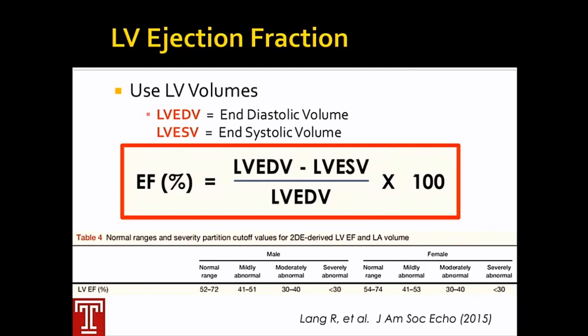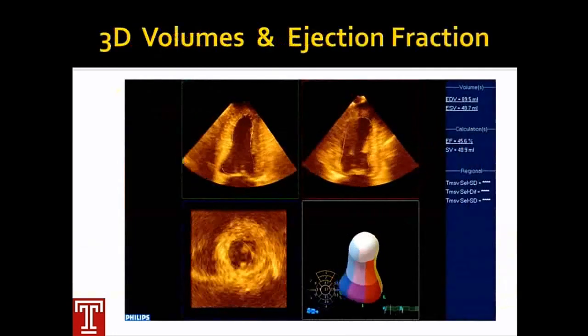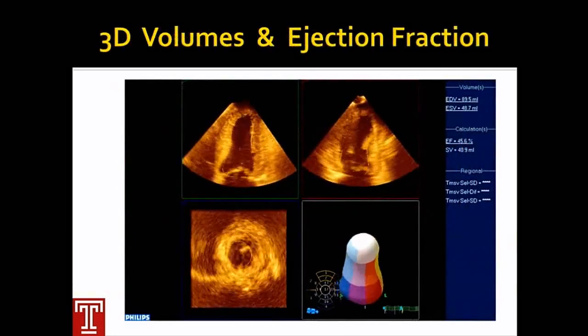The guidelines for mild, moderate, and severely depressed LV systolic function or LV ejection fraction are presented here. You will notice that the really major differences in terms of gender are found in the normal range and the mildly abnormal ranges. The moderately and the severely abnormal ranges are comparable between the two genders. I would obviously know what mild, moderate, and severely depressed ejection fraction are. So take-home point, this is something to probably commit to memory.